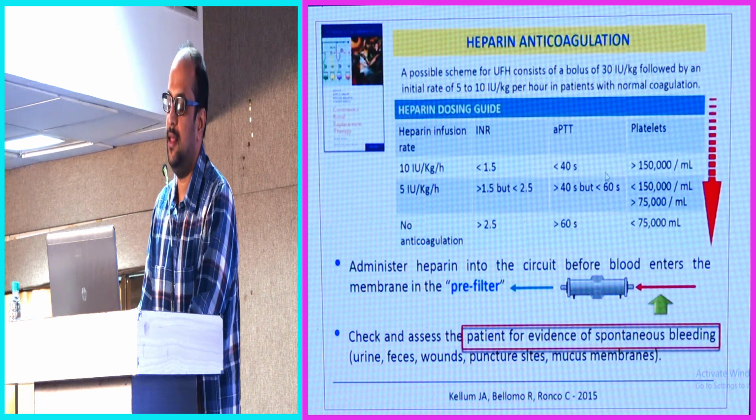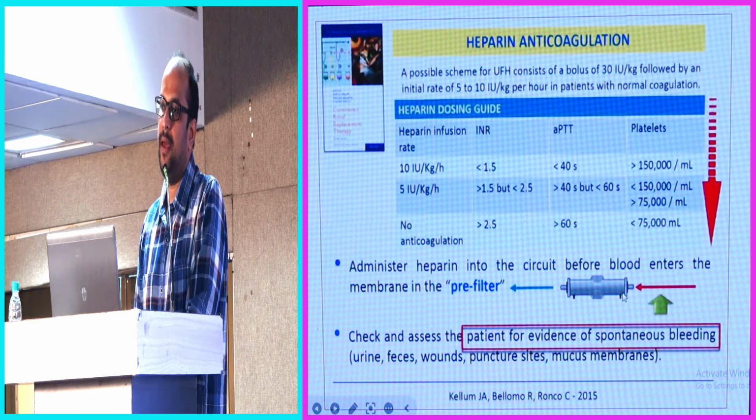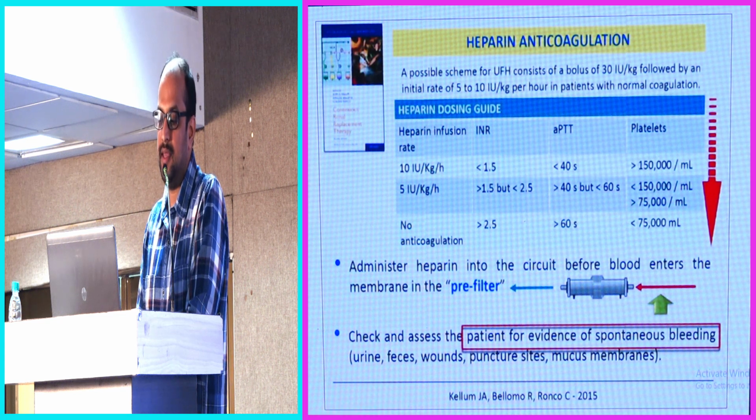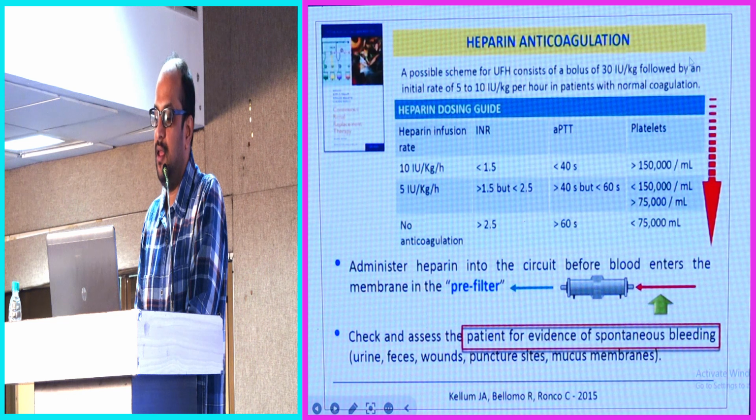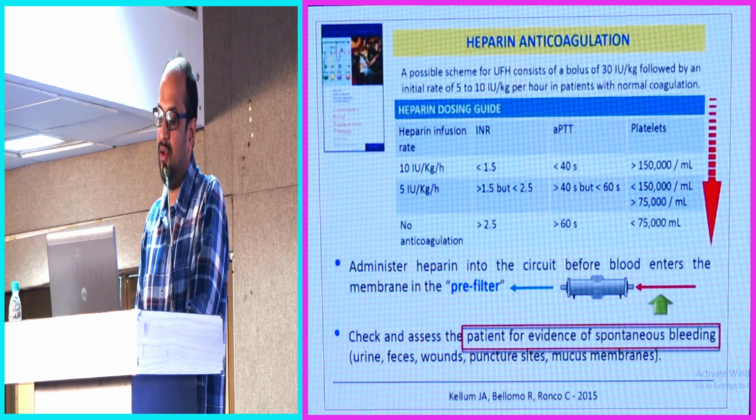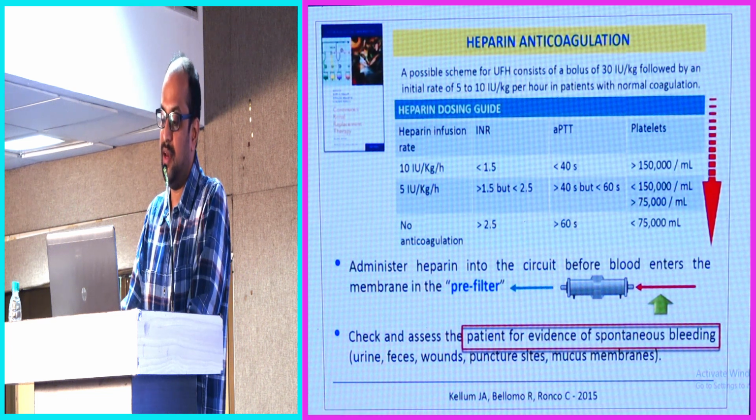Not only APTT, there are other protocols where we can give heparin anticoagulation by monitoring INR and platelet count also. This is from one study. It has shown that if you can maintain the INR less than 1.5, you can give heparin as a normal infusion, 10 international units per kg per hour. If the INR is higher, like more than 2.5, preferably you can avoid anticoagulation. And if the platelet count is more than 1.5 lakh, you can give the normal heparin infusion. If the platelet count is getting low, we may need to stop anticoagulation with low molecular weight heparin.